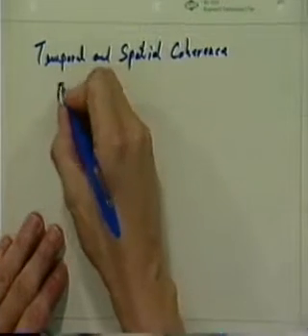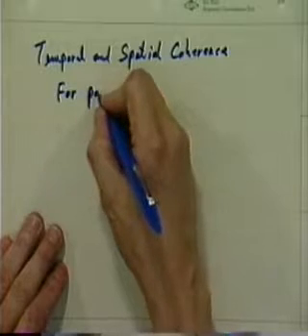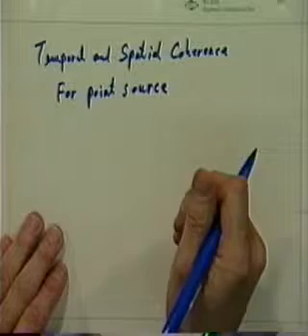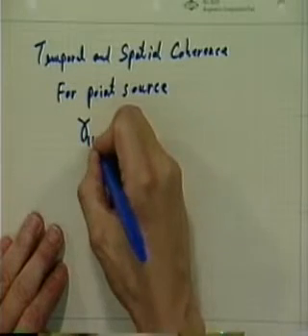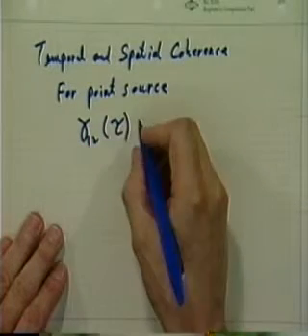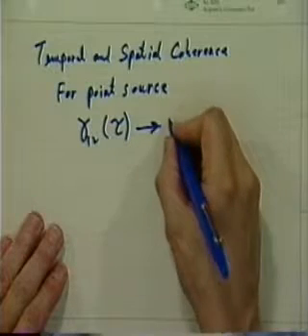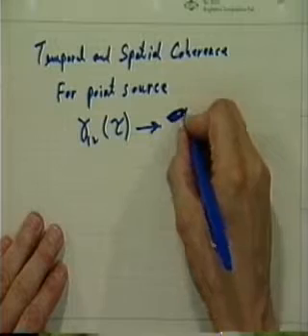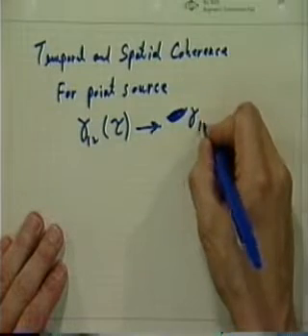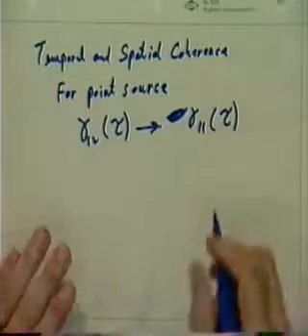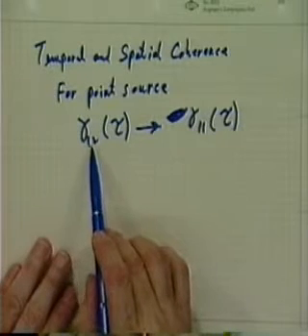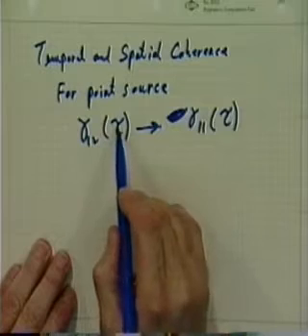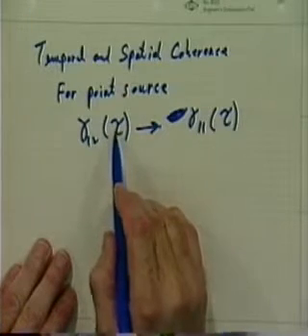And for a point source, so with a point source, we're only going to be concerned with temporal coherence. We'll write that gamma 1, 2 of tau goes to, typically in the literature we just write that as gamma 1, 1 of tau. The 1, 2 subscript here will apply to spatial coherence. The tau here will apply to the temporal coherence.